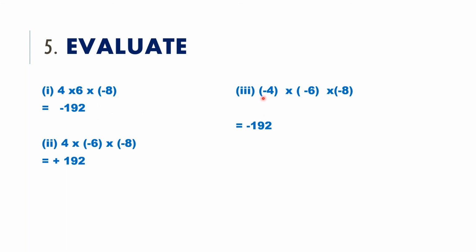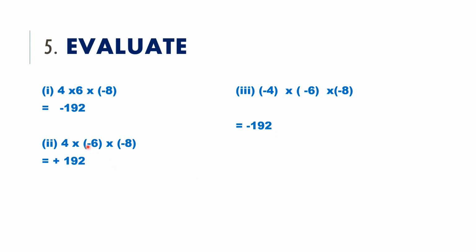Here you see how many negative numbers? 1, 2, 3. 3 is an odd number. So these two will actually become plus. Minus and minus will become plus. So this one will be left. So that is why we have negative here, minus 192.